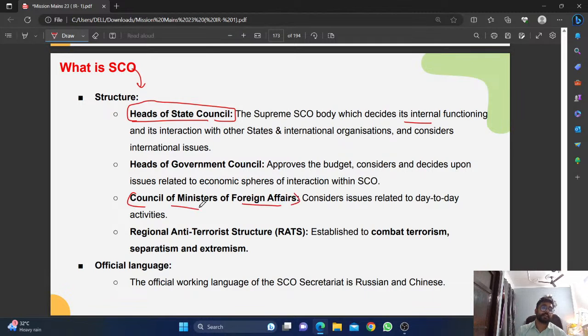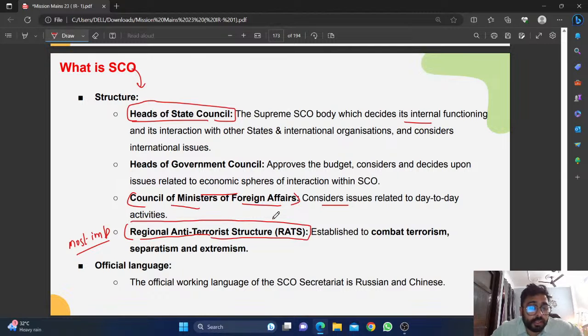Foreign affairs, basically all foreign affairs ministers, they have one common platform in SCO. Now the most important aspect of SCO is RATS, the Regional Anti-Terrorist Structure. ये बेसिकली SCO का एक खुद का इनिशिएटिव है टू कॉम्बैट टेररिज्म, सेपरेटिज्म एंड एक्सट्रीमिज्म.